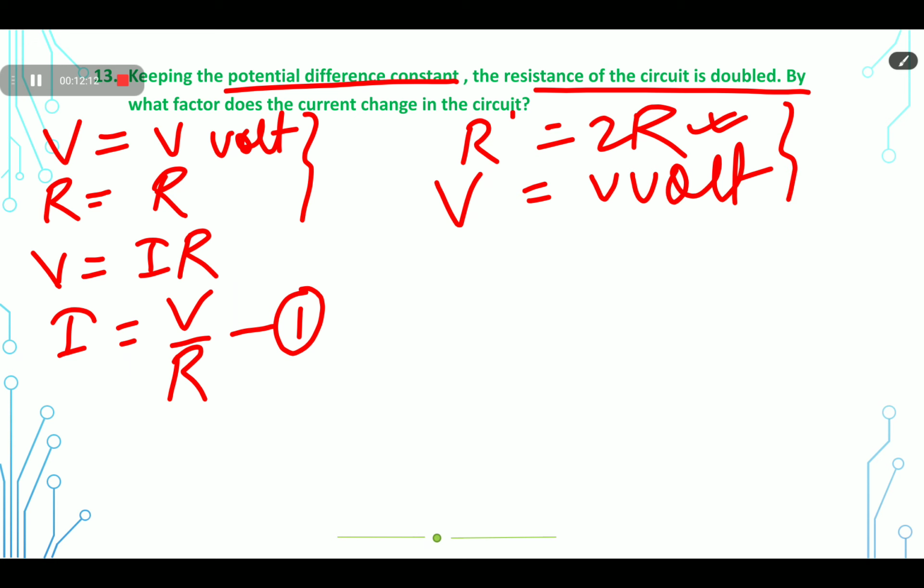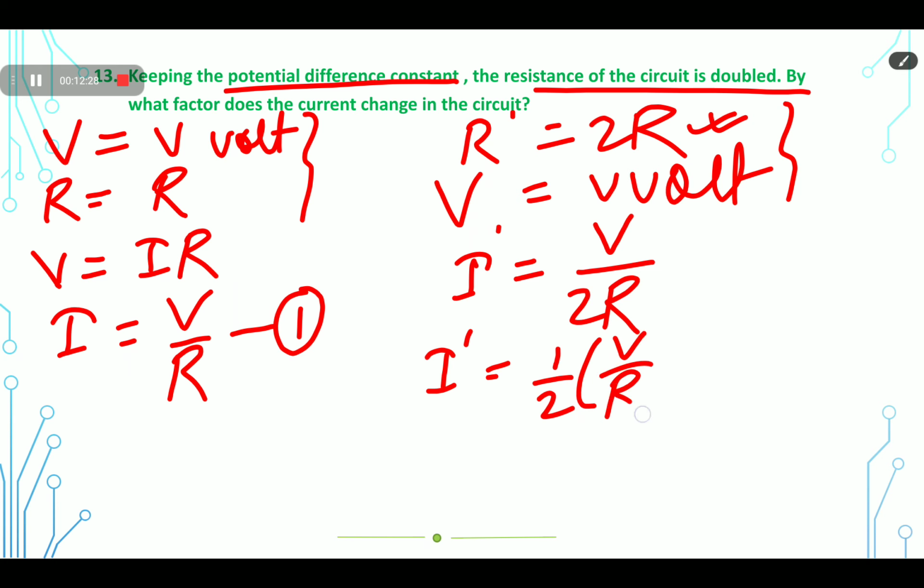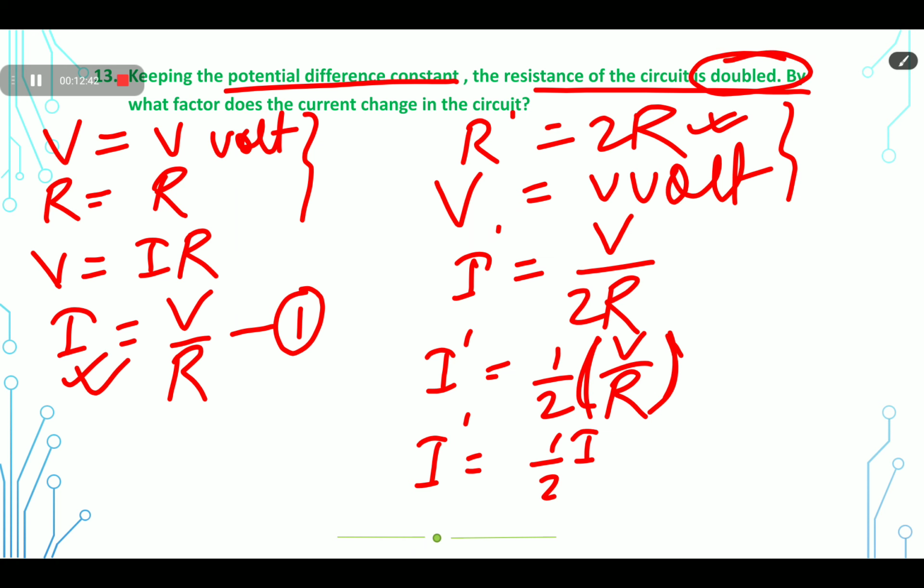So using these two, we will find the amount of current. I dash is equal to V by 2R, where the potential difference is V volt and the resistance is 2R. Then it can also be written like this: I dash is equal to 1 by 2 times V by R. And this V by R is the expression for the current, that is I. So I dash is equal to half of I. So we can say that if the resistance gets doubled, then the amount of the current passing through the conductor is half.